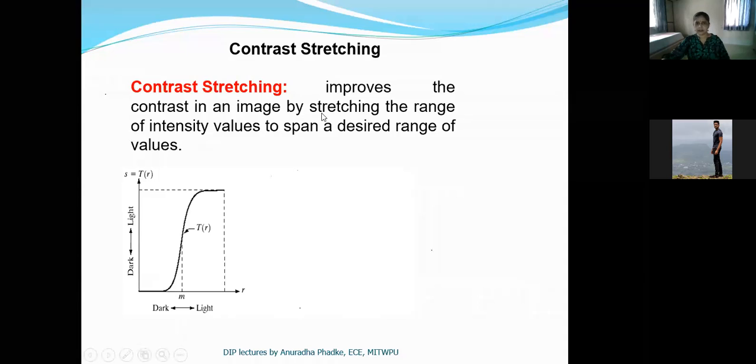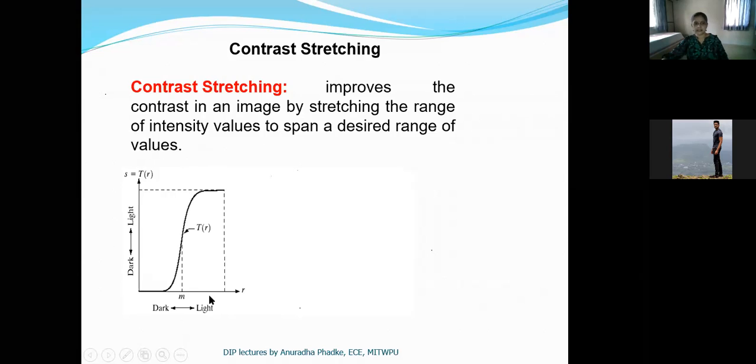Basically this is an S-shaped curve, and with it we can stretch a particular range. If you look at the lower portion, what is happening? We are making dark pixels darker. And if you look at the upper portion, we are making bright pixels brighter. So effectively, this S-shaped curve is very useful to improve the contrast of the image.